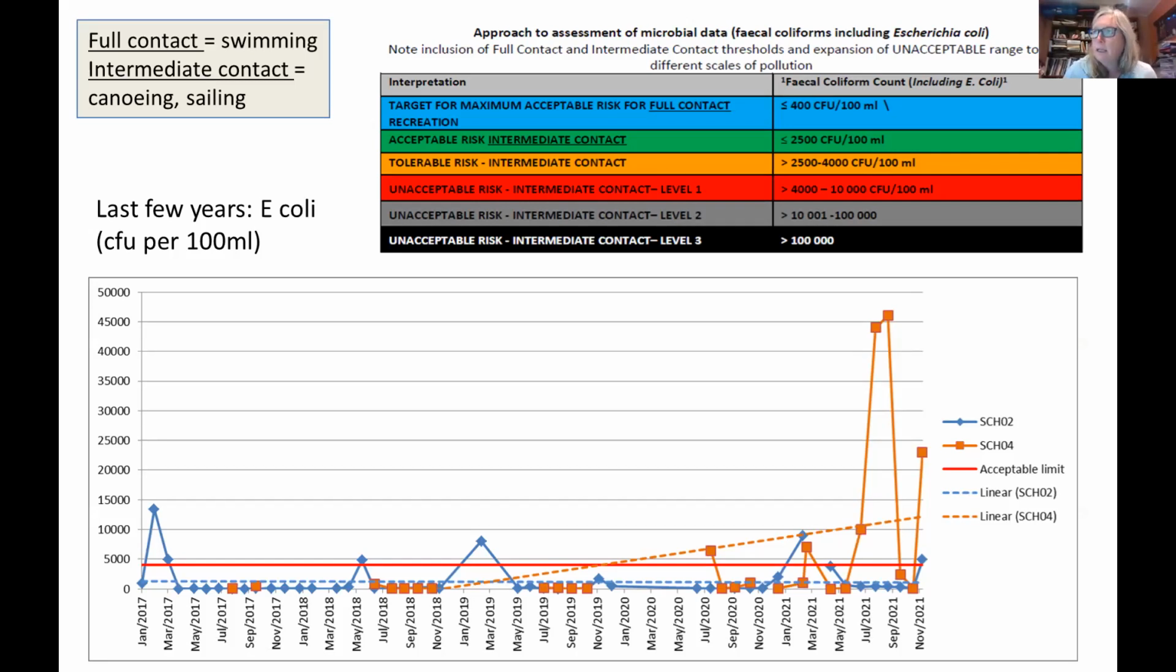So you can see there that as the E. coli levels increase, you're going from the target level, which is 400, to 2,500 in green, and so it goes. The red is going over into an unacceptable risk. And it's just very worrying that in the Schusters and the Pound, we do go into that unacceptable risk every now and then.